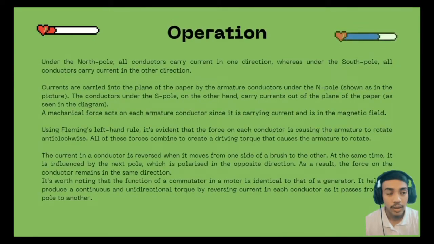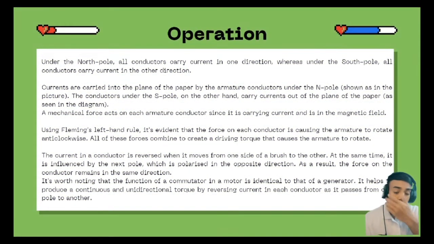Okay, next, operation. A DC motor is a type of electric motor that transforms electrical energy into mechanical energy. The DC motor's primary operating concept is that anytime a current carrying conductor enters a magnetic field, it is subjected to a mechanical force. After that, all conductors in the north pole carry current in one direction, whereas all conductors in the south pole carry current in the other way.